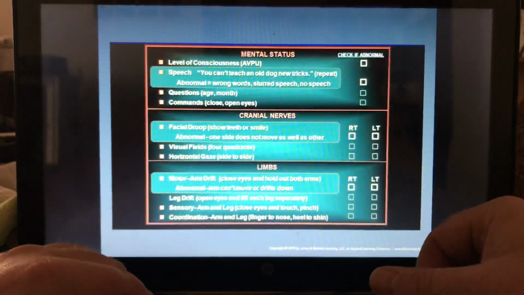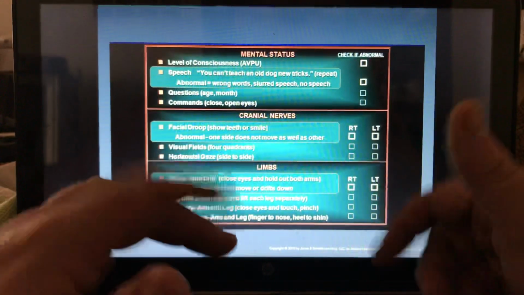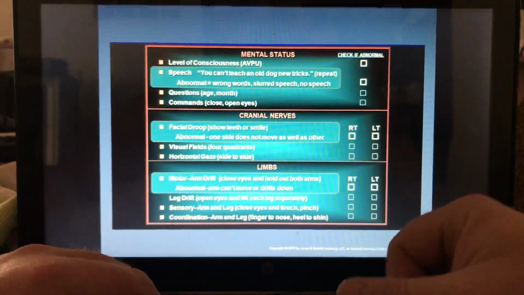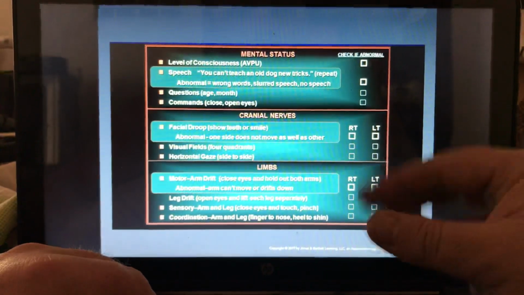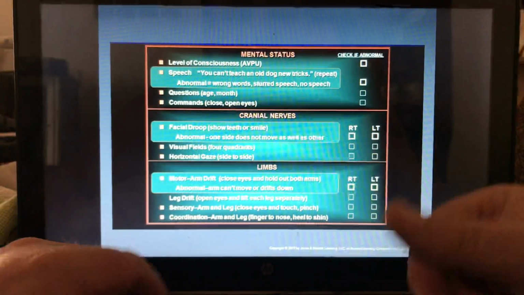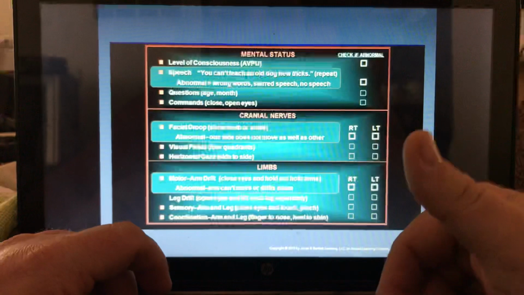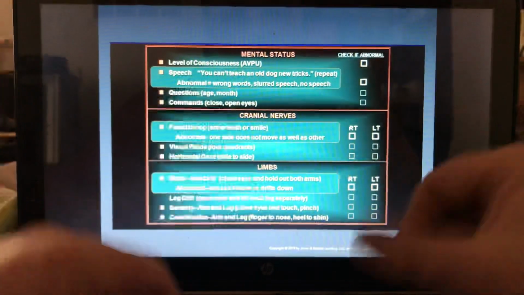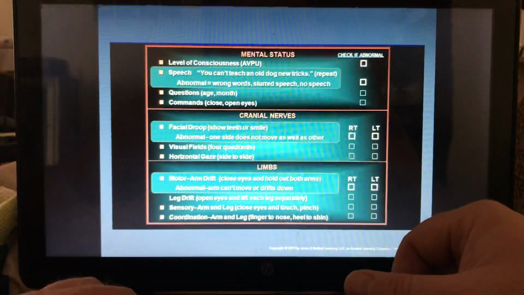You can look up MEND exams if you want to, but as far as all I care about, whether you're able to recognize a stroke or not, is the Cincinnati. I want you to know drift, droop, and speech. Arm drift, facial droop, and slurred speech. That's what I really want you to know.